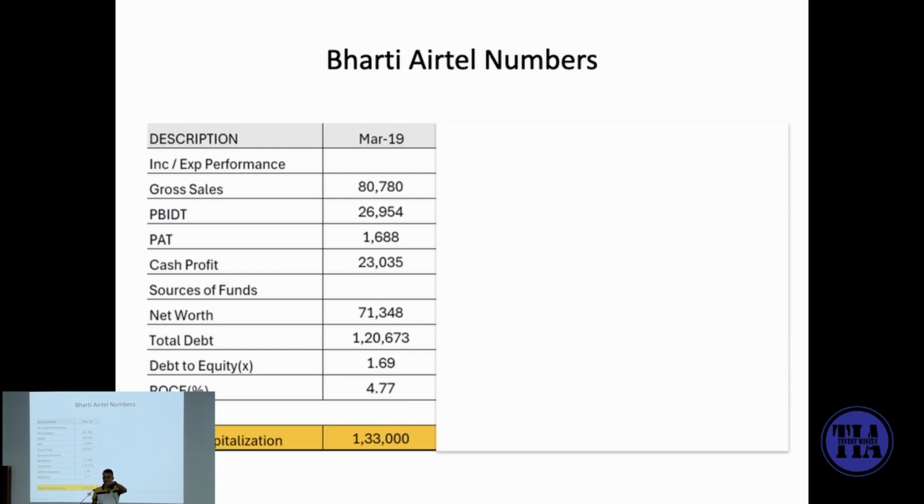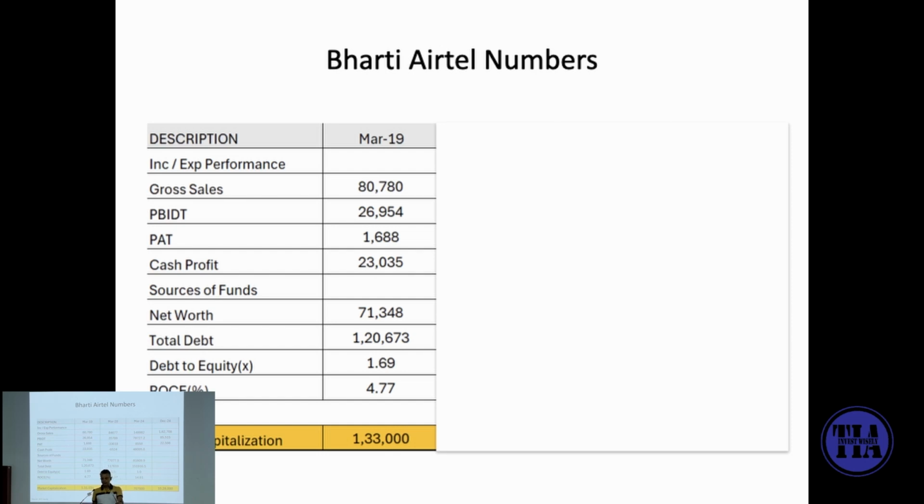Vodafone Idea was going down, correct? Somebody actually took advantage of this situation and invested. And look at the learning. In the next few years, the market cap has gone from 1.3 lakh crores to 10 lakh crores. Think about what all has changed. Sales has doubled. PAT from 1,600 crores has become 22,000 crores. And debt is also around the same, correct?